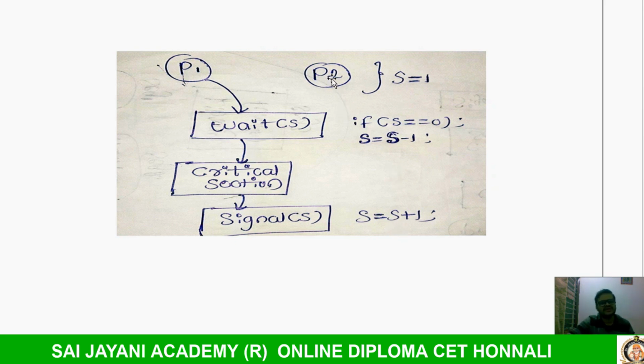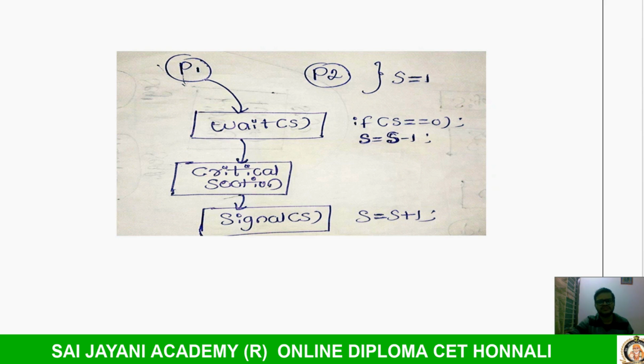Okay, similarly, the process P2 now will enter into the critical section code. Why? Because now the semaphore value becomes 1. So it will easily enter into the critical section code, and then here the semaphore value is again decremented by 1, so it becomes 0. After executing all the critical section code, it will enter into the signal operation. Here the semaphore value is incremented by 1, so the semaphore value now becomes 1.